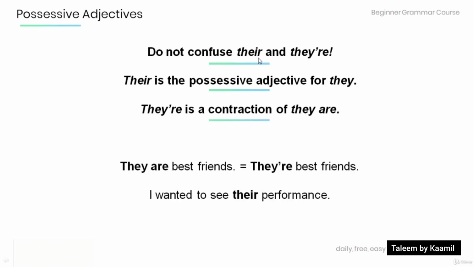Also remember not to confuse their and there. Their is the possessive adjective for they, and they're is a contraction of they are. It's in the example over here. They are best friends. Same thing as they're best friends. But in this sentence, I want to see their performance. Their is the possessive adjective for they, and it modifies the noun following it, performance.